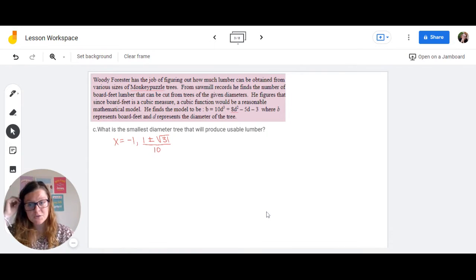Hey y'all. All right, we're on to part C. So, reading this question, it says, what is the smallest diameter tree that would produce usable lumber?